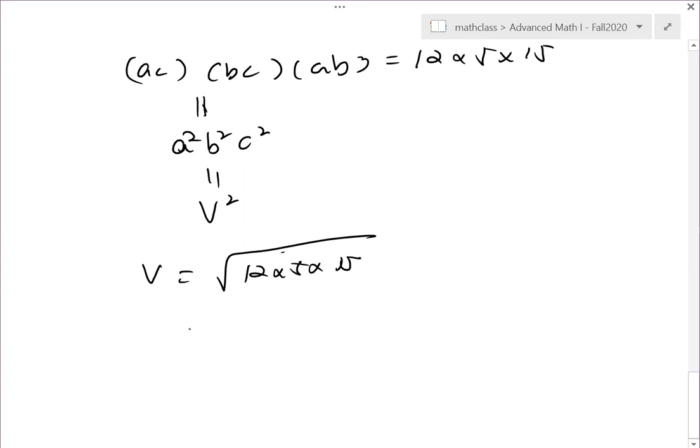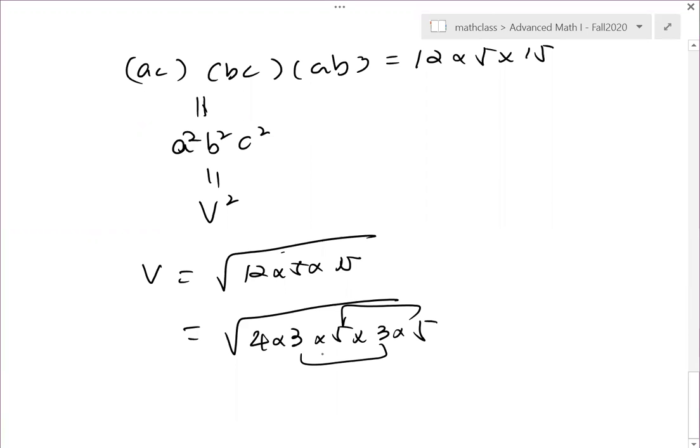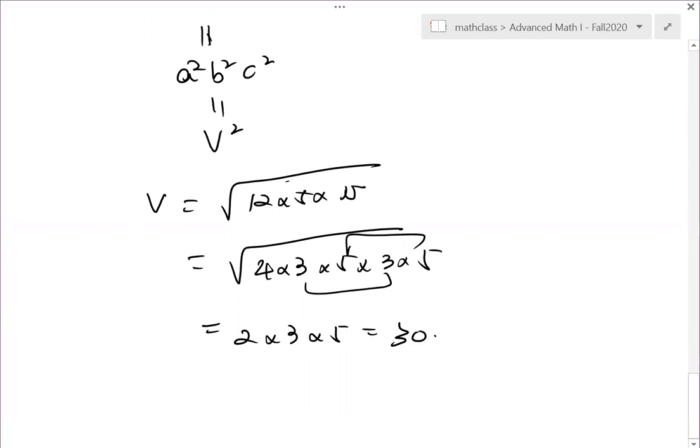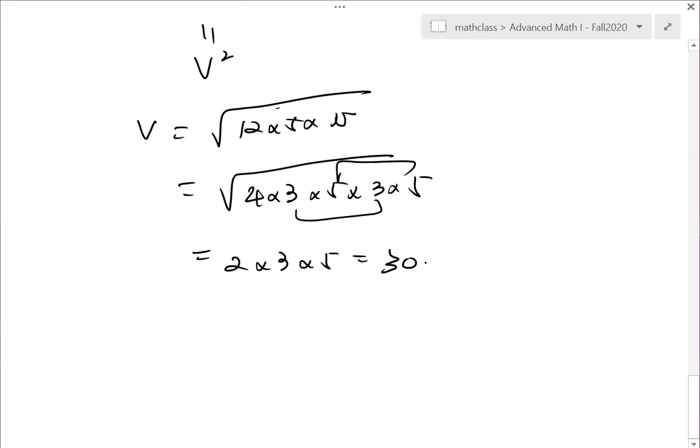The question is, how do you simplify? Well, 12 is 4 times 3, 5, and 15 is 3 times 5. So you have a double 3, double 5, and then 4. So 4 is 2 squared, so it's 2 times 3 times 5, and 30 is going to be the answer. Once you find the 30, then you use the above formula to get A, B, C. This is a very interesting example.